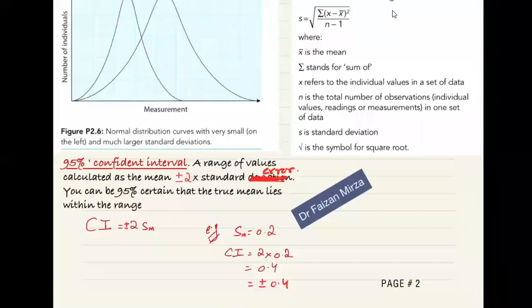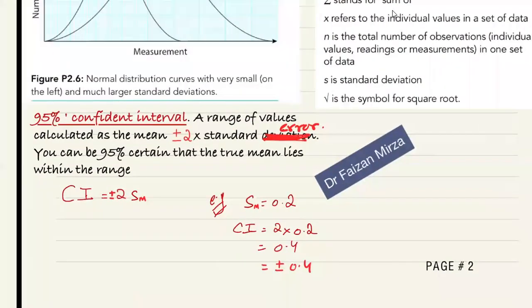Now, the standard error value can be computed and multiplied by 2 to get the 95% confidence interval. What's the 95% confidence interval? It is a range of values calculated as the mean plus minus twice the standard error. You can be 95% certain that the true value of the mean lies within the range. So for example, if I'm asked to calculate the 95% confidence interval, I'll compute the value of standard error and multiply it by 2. Say my standard error value was 0.2. I'll multiply 2 by 0.2 and I'll get 0.4. So 0.4 will be written as plus minus 0.4.